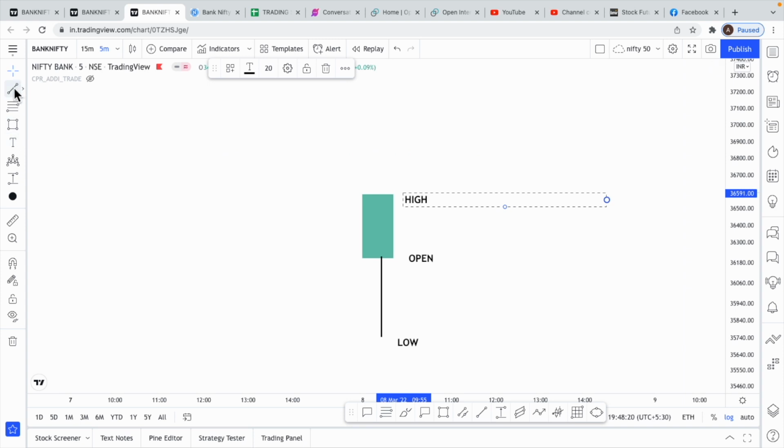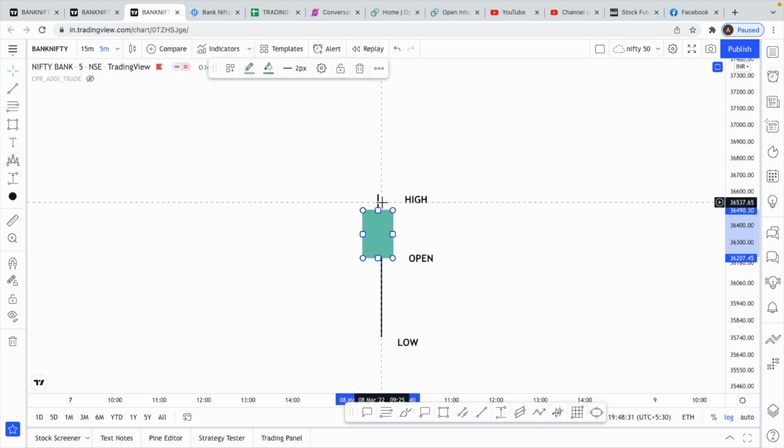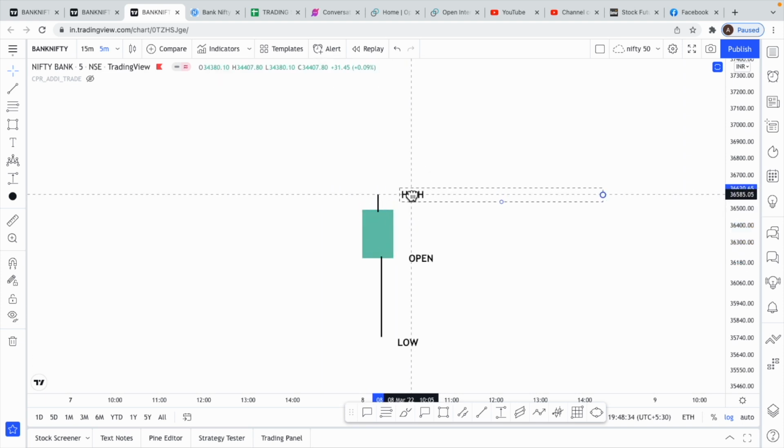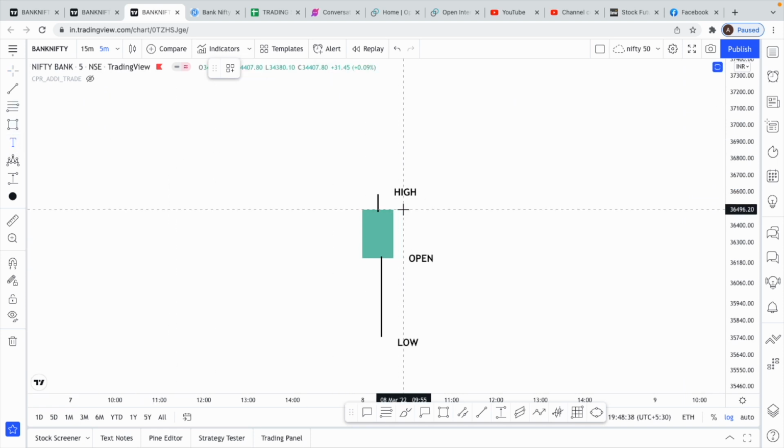From here, if we fall, we will have a wick. If we don't fall, we won't have a wick. Now say we made a high and suddenly the candle closes at 36,400. So we end up making a wick on the upper side, and this will be the close for a bullish candle.